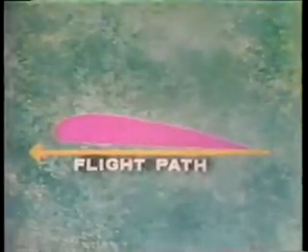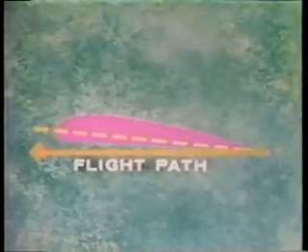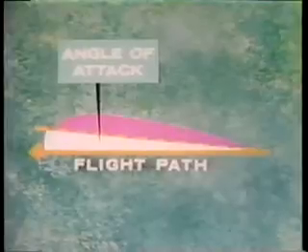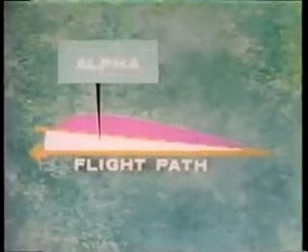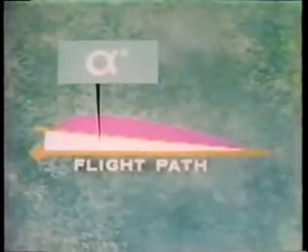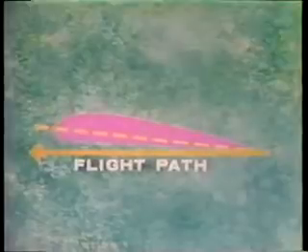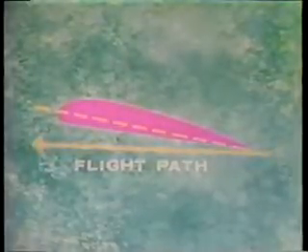The center line, or chord line, of the airfoil, however, even in level flight, forms a small angle with the flight path. We call this angle the angle of attack. We have given it the symbol alpha. What happens when we increase the angle of attack? When we increase alpha, we increase the pressure difference. This creates more lift. But there's a limit on the lift.